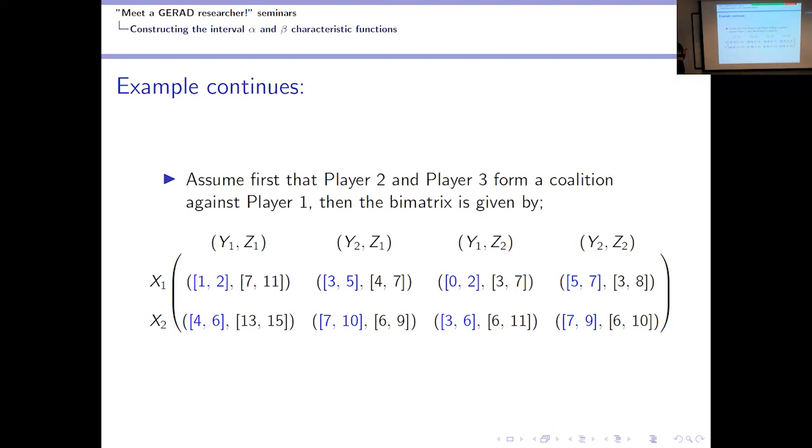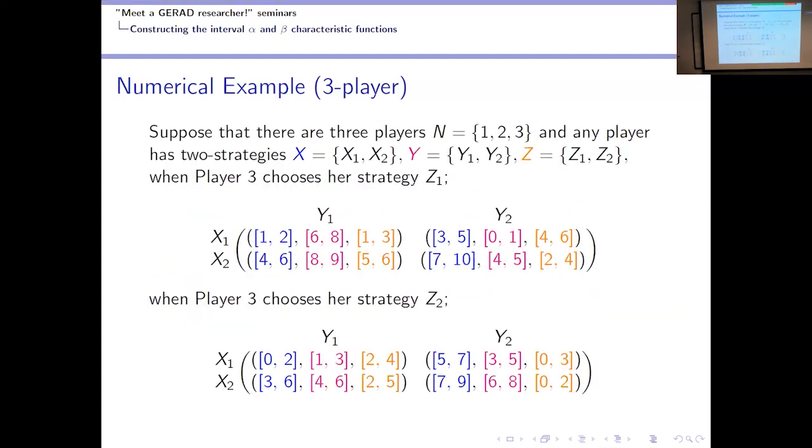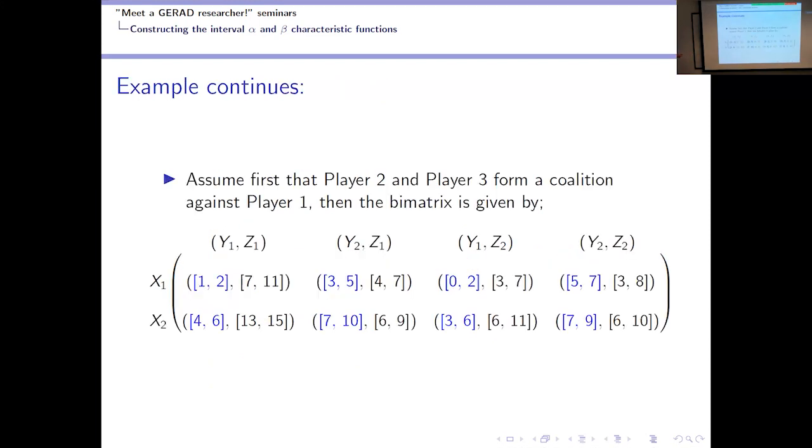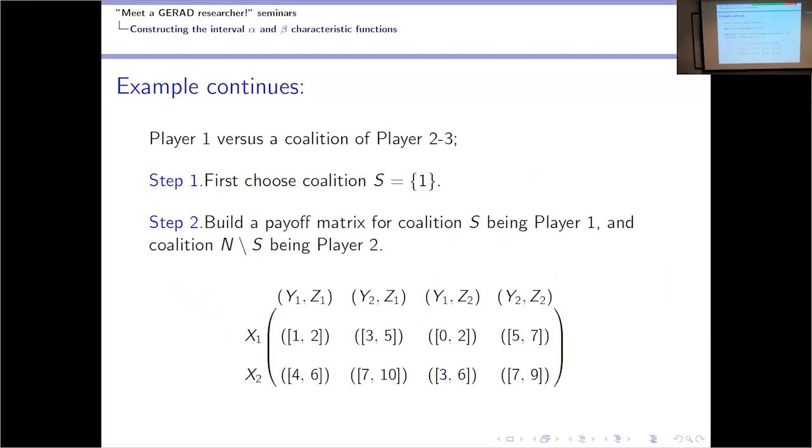Okay, so here, as you see, we summarize these two intervals. And then this is the payoff matrix that we get. And please just focus on the blue entries, because we build a payoff matrix for collision S being player one. So this is the payoff matrix that we need.